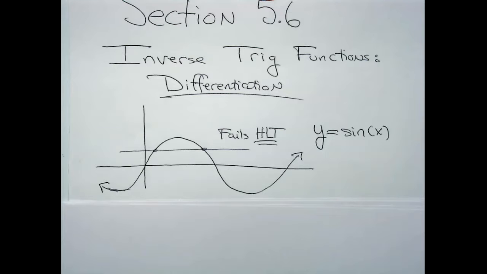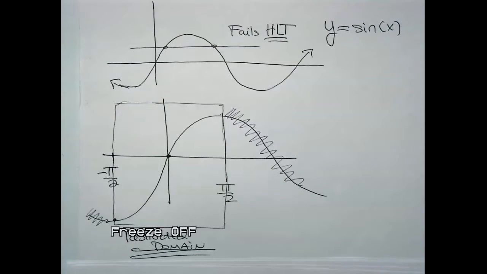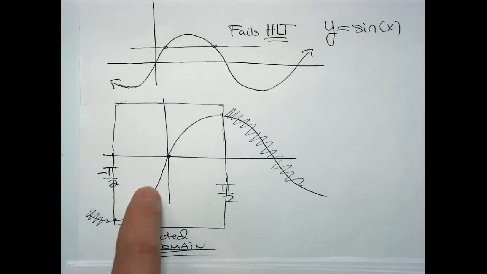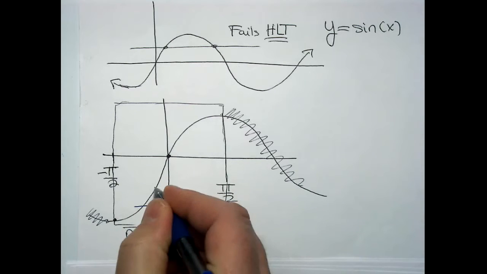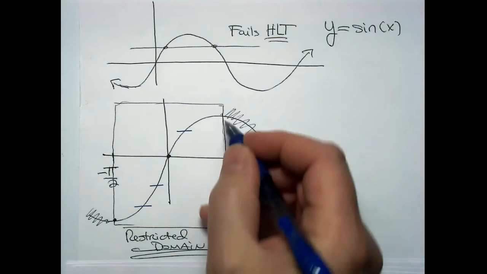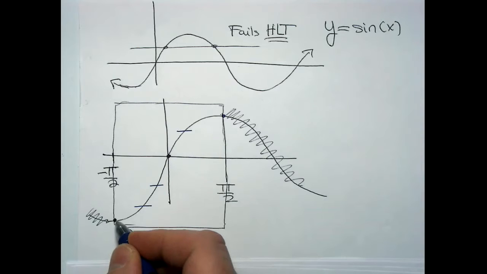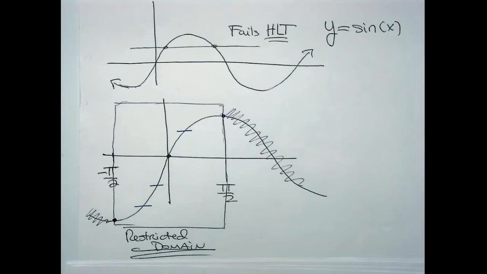So to get around this, what we did was we selected a portion of the sine curve, just a piece of it, that does pass the horizontal line test. You'll notice that this portion does pass the horizontal line test, and we'll actually begin the graph here and terminate the graph there and literally delete most of our sine curve. So we have what's called the restricted domain version or the restricted sine curve.